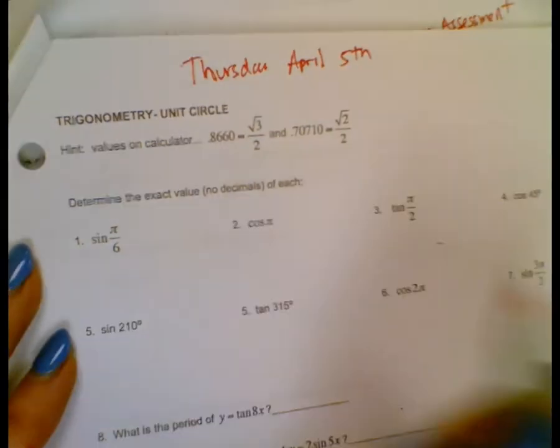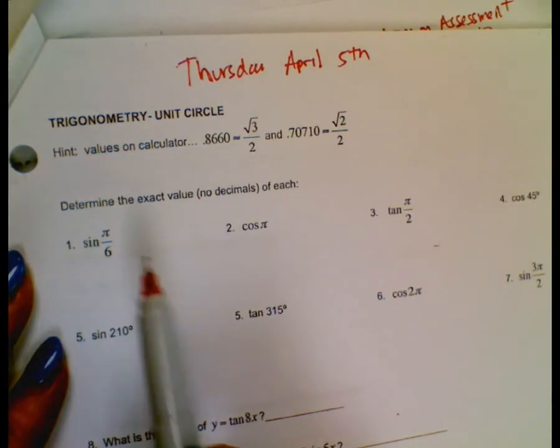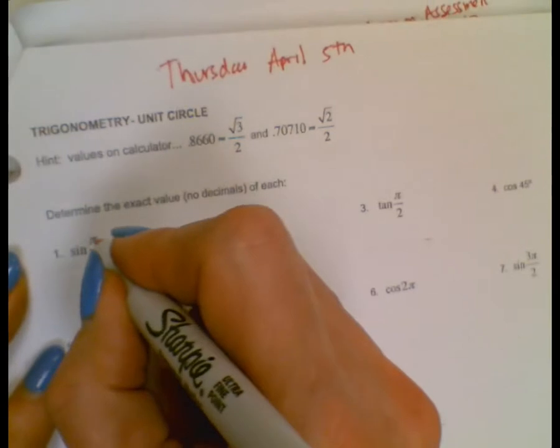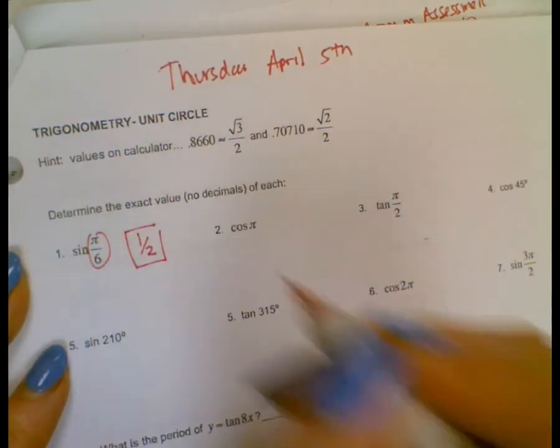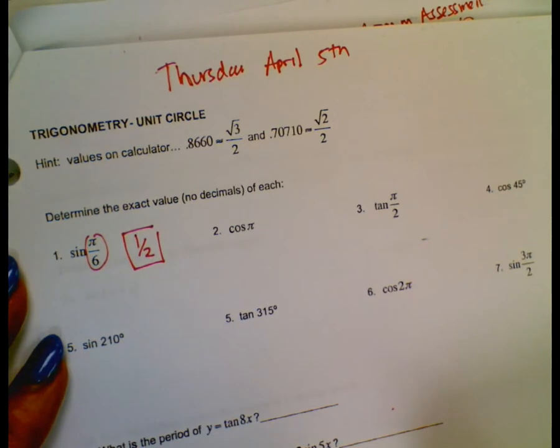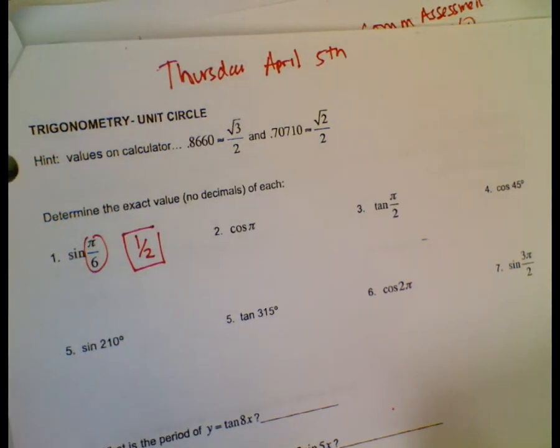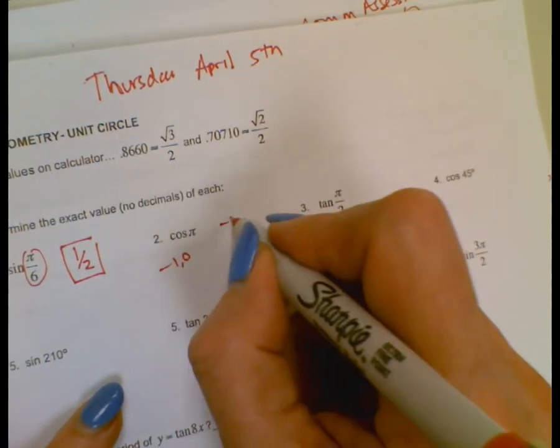So you could just punch this in your calculator. You'd have to go to radians and punch this in. But let's see, hopefully you know this. This is 30. What's the sine of 30? 1/2. If you want to punch it in a calculator, you have to be in radians. You can get this answer. Cosine of pi. The ordered pair for pi is this, so the cosine is -1.